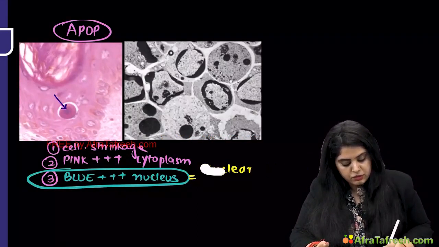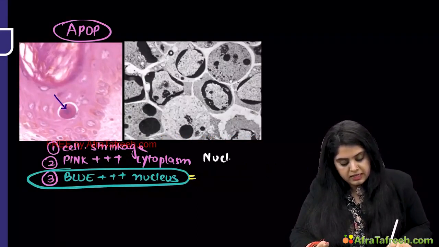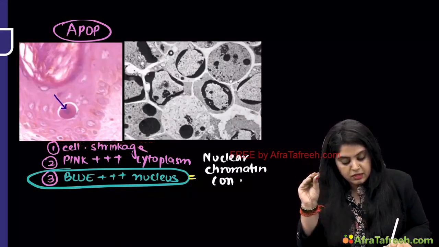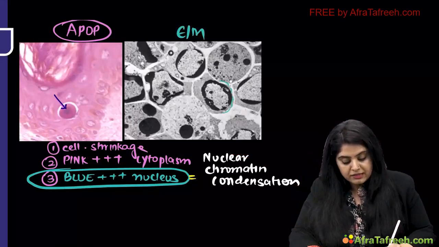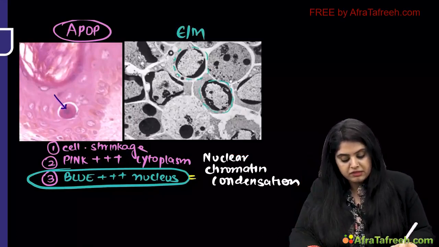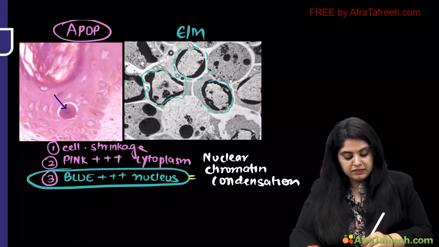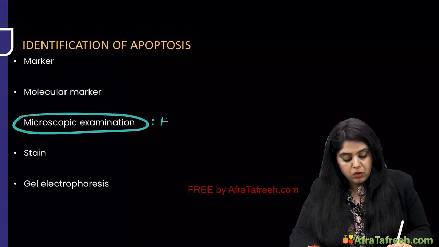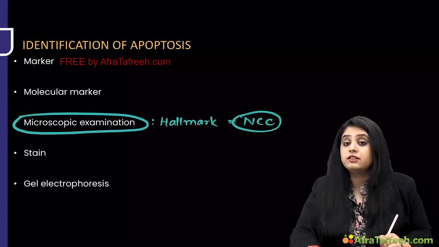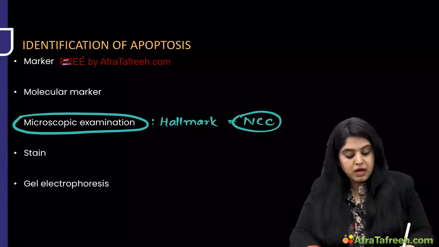Because this is due to NCC, nuclear chromatin condensation. Please note, this is due to nuclear chromatin condensation. Very, very important phenomenon. The chromatin is condensed, and that is what you can see on this electron microscopic picture. You can see the black areas, these are the areas in which the nucleus has basically condensed. So repeating once again, if they ask you what is going to be the microscopic examination and what is going to be the hallmark of apoptosis, all of you will say it is nuclear chromatin condensation. That is the hallmark. If they ask you what the marker is, it is annexin 5.